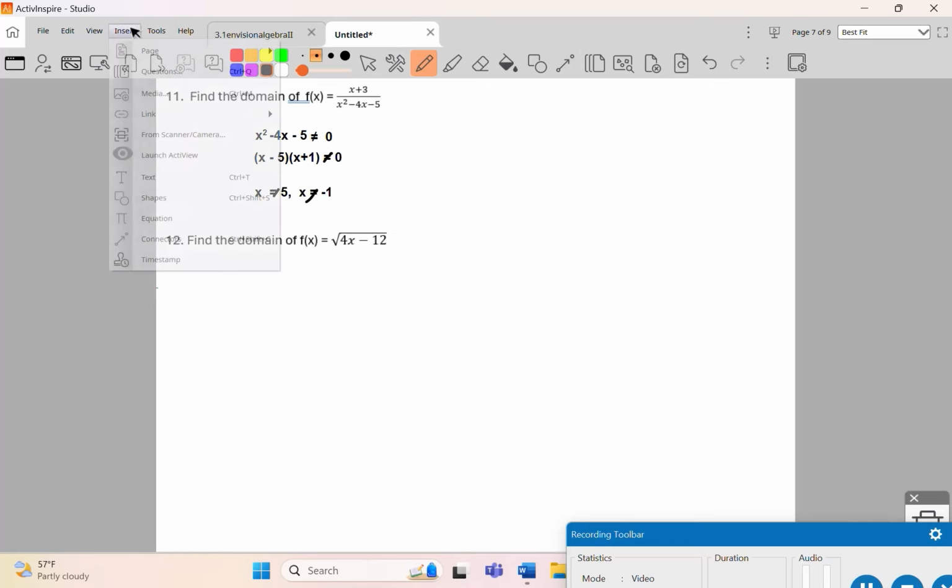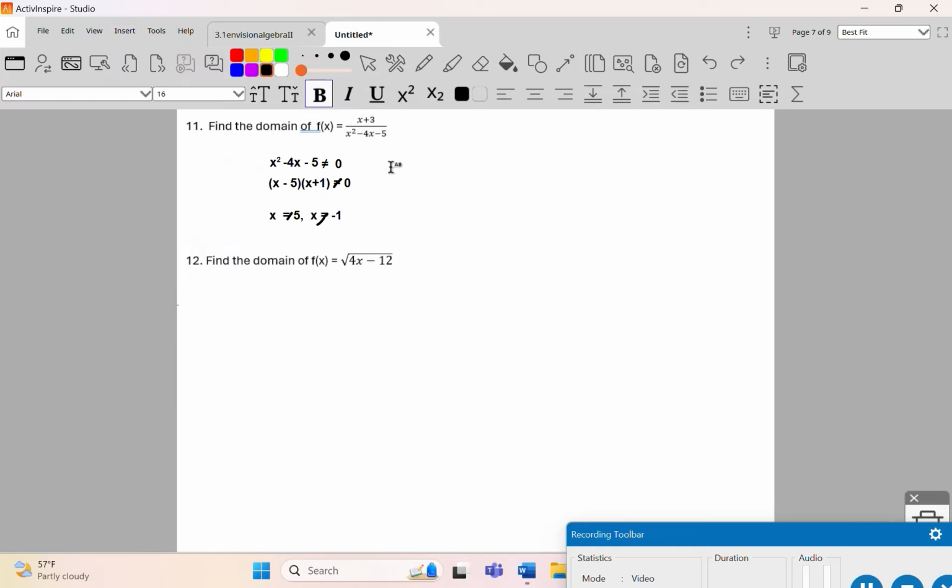Now be prepared for interval notation. We are allowed to be negative infinity all the way to negative 1, union with negative 1 to 5, union with 5 to infinity.